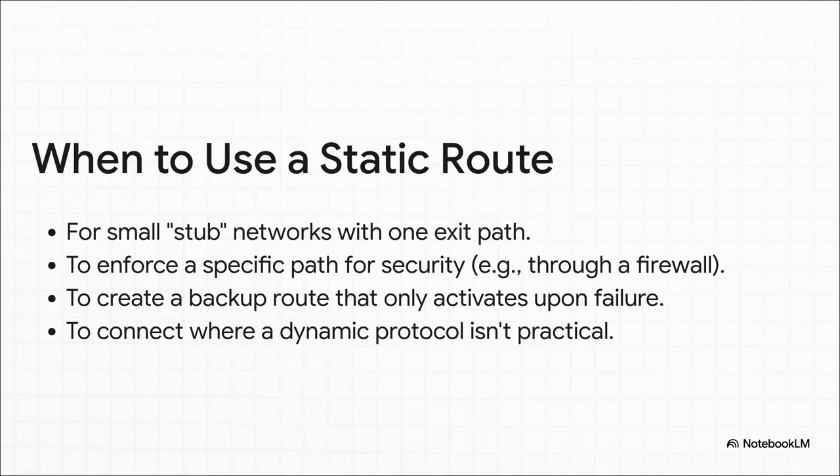They're absolutely perfect for small, simple networks. We call these stub networks. Just picture a small branch office that only has one single way out to the internet. Why would you bother setting up a complex routing protocol when a single simple command does the job? They're also a huge deal for security. Imagine you need to force traffic to a specific server to always go through a firewall, no exceptions. A static route does that, even if a technically shorter path is available. And, as we're going to see in a bit, they are an amazing way to build backup routes.